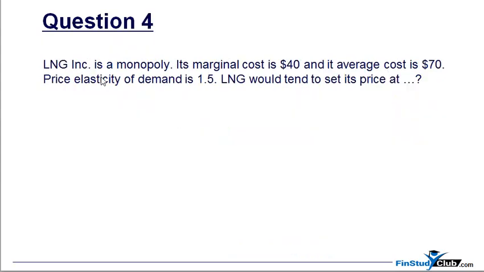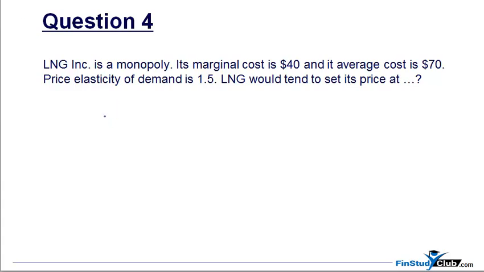So let's look at this question. LNG Inc. is a monopoly. Its marginal cost is $40 and its average cost is $70. Price elasticity of demand is 1.5. LNG would tend to set up its price at. So what's the likely price at which LNG would be setting its price, the likely level? So let us try and work it out.